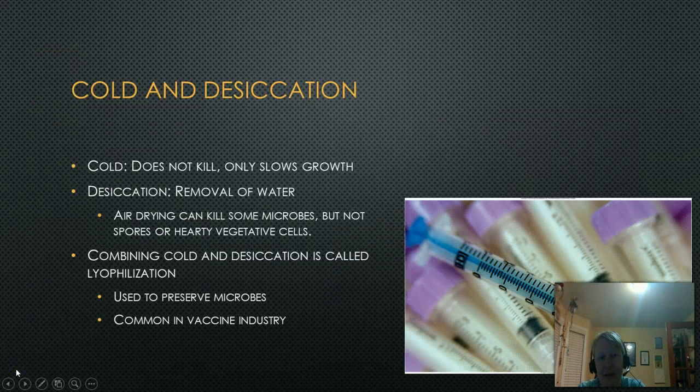So our next mechanism is cold and desiccation. Now, these are not super effective controls, so they're not ones that we use too often, especially because cold doesn't even necessarily kill, it only slows the growth. In fact, this is how we store microbes. We store them in a freezer, usually with a bunch of chemicals to help them survive a little better, but they don't necessarily die. And some, like when we talk about the psychrophiles and the psychrotrophs, they actually still grow. So it's really important that you know that cold is not necessarily the answer.